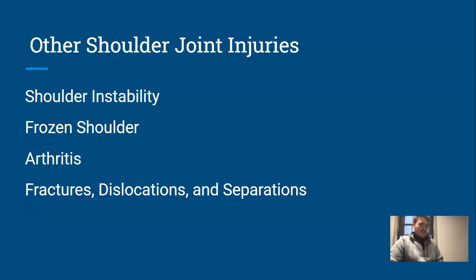And then lastly, for these injuries, surgery or non-surgical procedures will be required depending on the size of the tear or the injury that you have. It could be differentiated between dislocated, fractured, and separated.